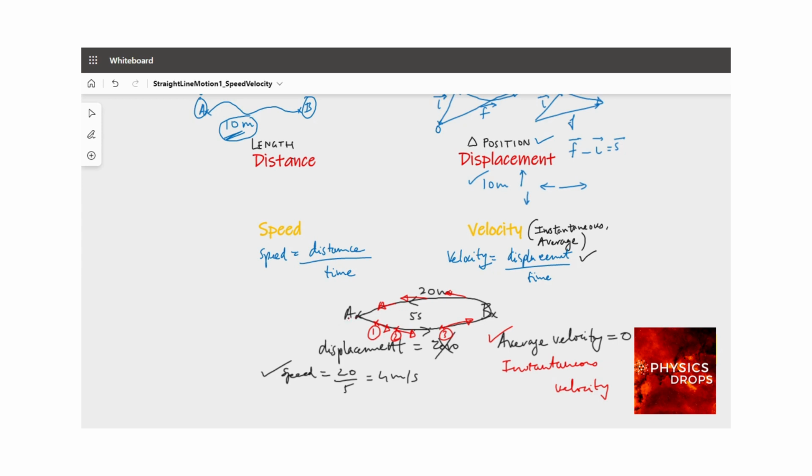So the average velocity over this particular travel, over this particular time period is 0. But then there have been a lot of instantaneous velocities along the path. At each position there has been a velocity. Those are called instantaneous velocities. We will discuss more about average velocity and instantaneous velocity in the subsequent videos.